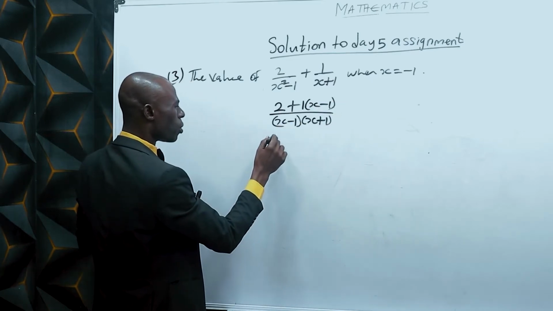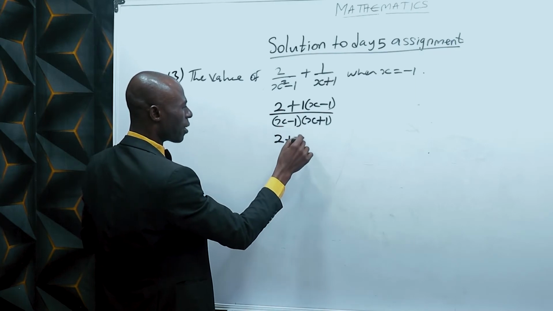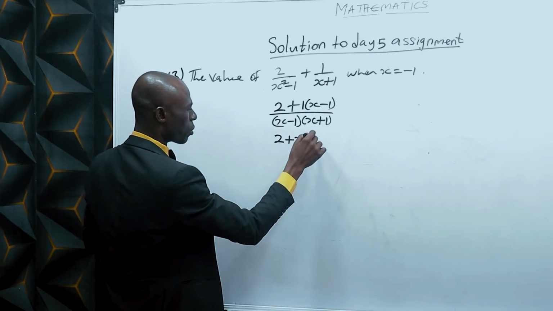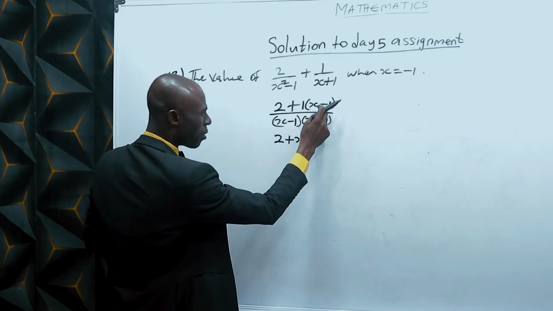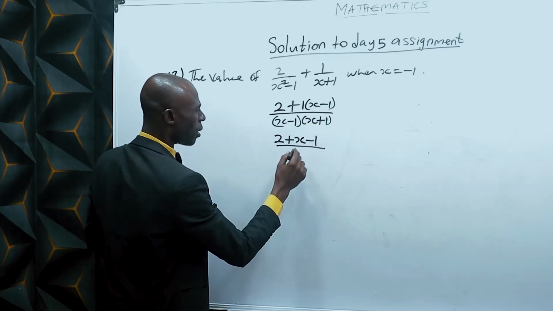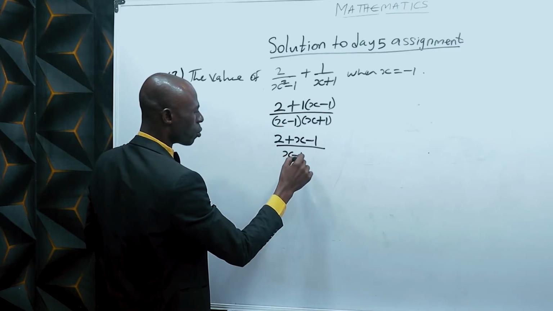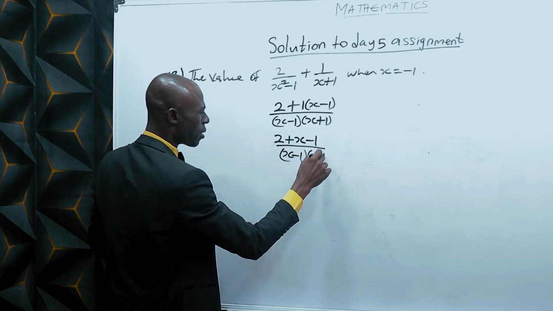So you will have 2 plus x minus 1. When you open this bracket, 1 times x is x, 1 times minus 1 is minus 1, all over x minus 1 into x plus 1.